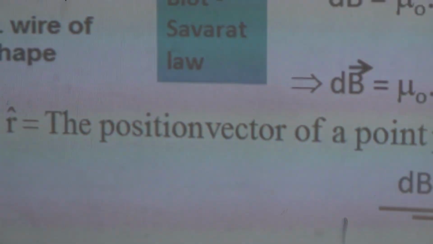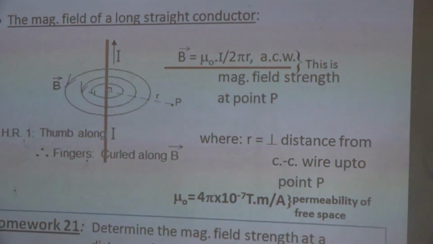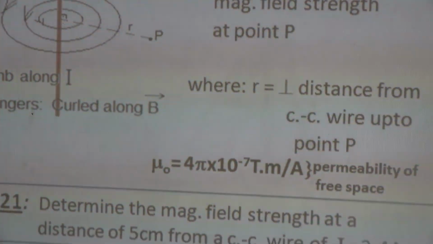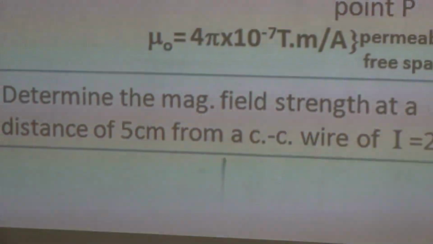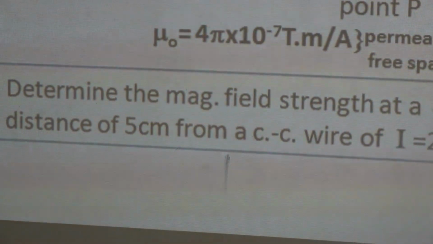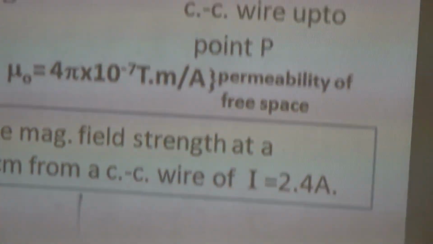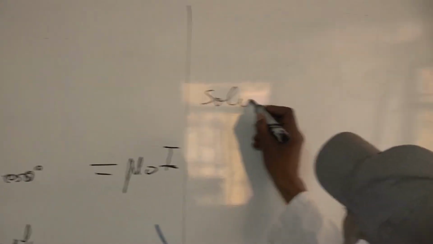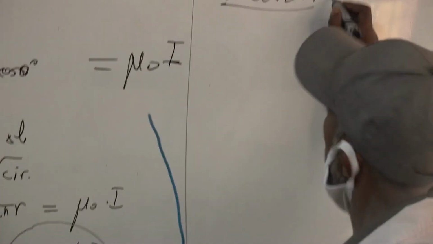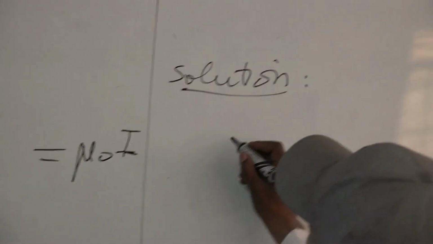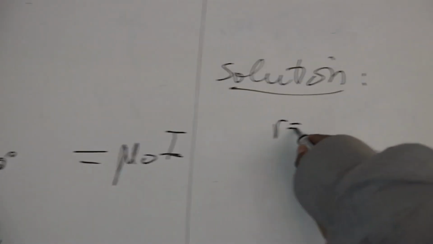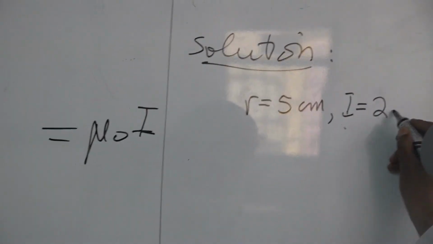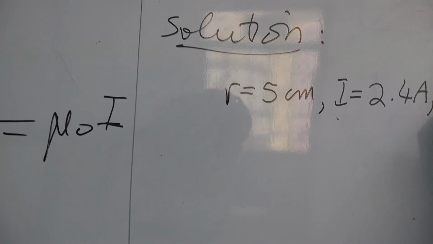Let's go back to this problem and see if you can solve it easily. Homework 21. It says, determine the magnetic field strength at a distance of 5 centimeters from a current carrying wire of current equals 2.4 amperes. So you say, solution, and the distance is equal to 5 centimeters from the wire. The current is 2.4 amperes.